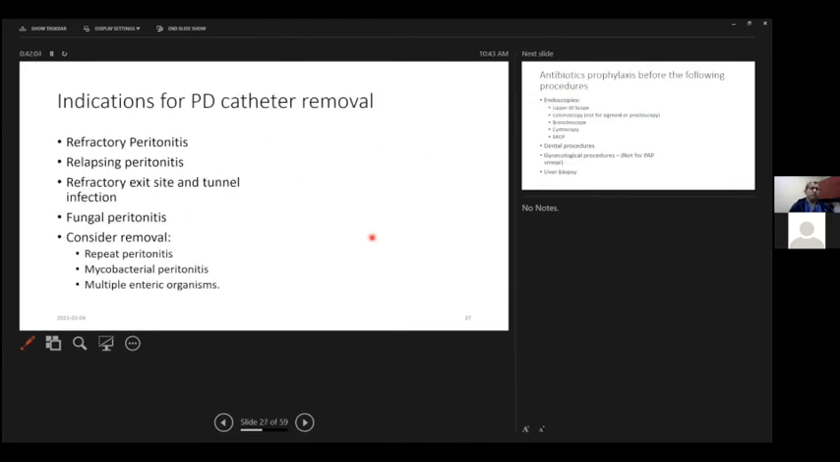So coming to the last slide of this: when do you remove the PD catheter? If you've got refractory or relapsing infections in the exit site or tunnel site, or a co-infection with peritonitis and exit site and tunnel infection. If you have a fungal peritonitis, and consider removal if you've got multiple episodes of peritonitis, which means there is a biofilm there, or you've got TB, or multiple enteric organisms.